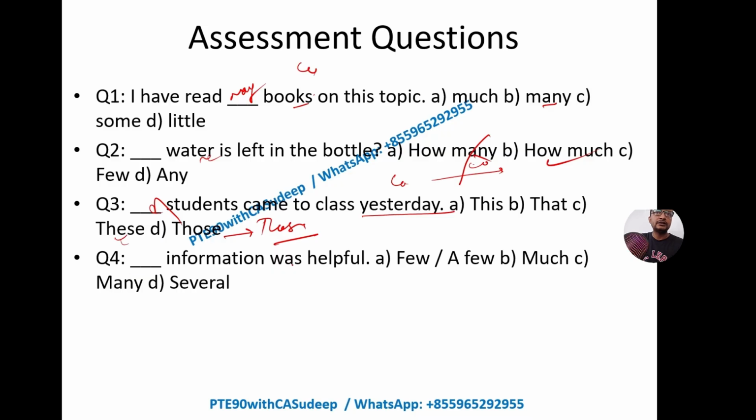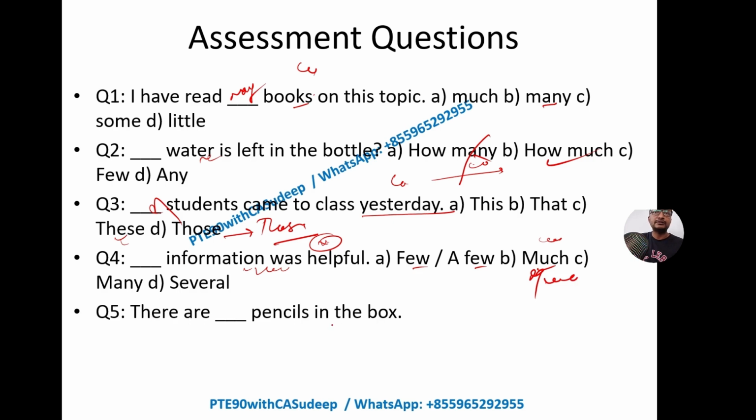And then, "dash information was helpful." Information is an uncountable noun. So now, a few or few, much or many. So "many" is used for countable nouns. "Few" is for countable nouns too. So now here "was helpful", right? It is positive affirmation. Now you need something with a bigger quantity. Now many or much information, like much sugar, much information.